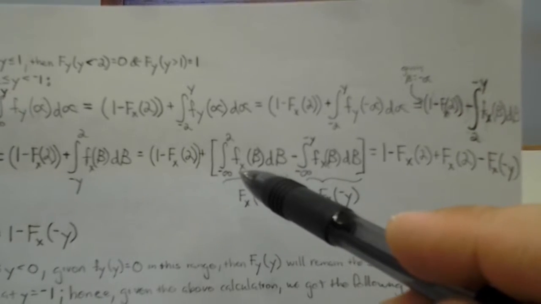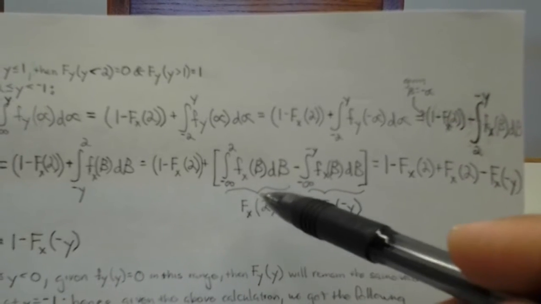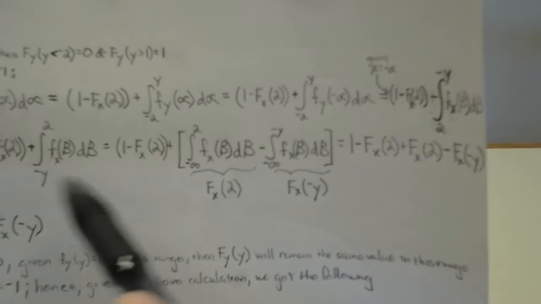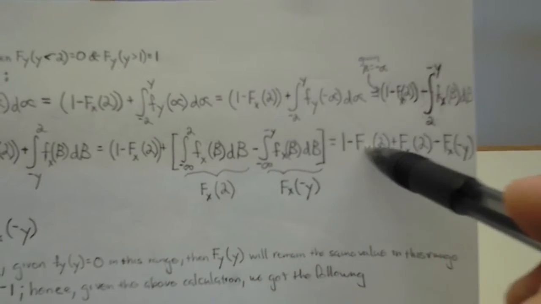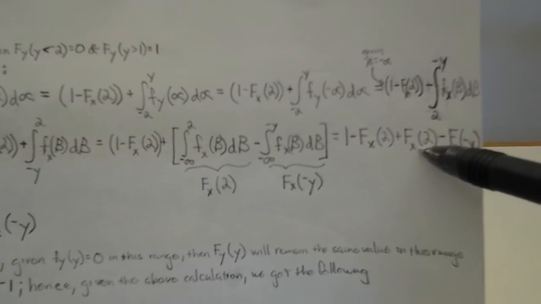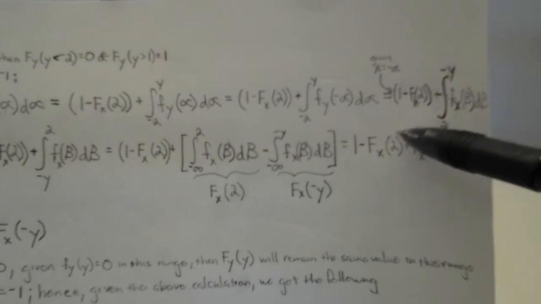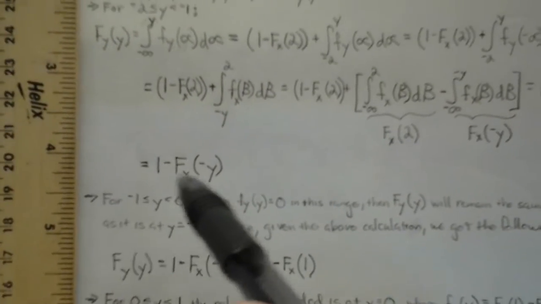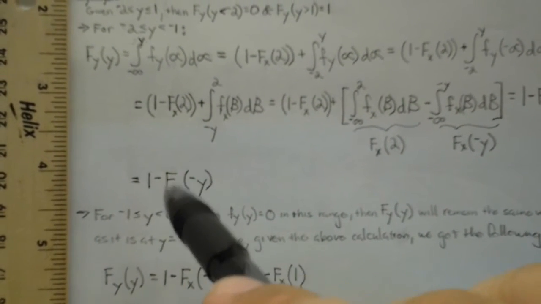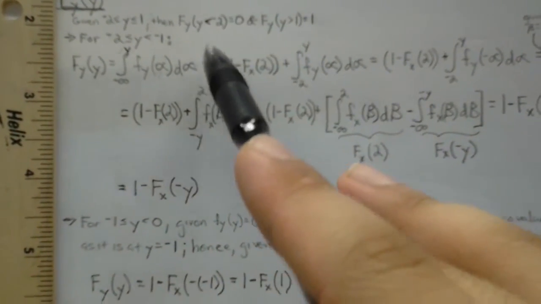So basically, this term is going to be equal to this. And as we can see, this term basically is big F of x at 2. This term is going to be big F of x at negative y. So if we take the summation of these terms, it's going to be 1 minus big F of x at 2 plus big F of x at 2 minus big F of x at negative y. These two terms cancel. And our final equation for within this region, basically big F of y is equal to 1 minus big F of x at negative y. So that's going to be our term for this region right here.